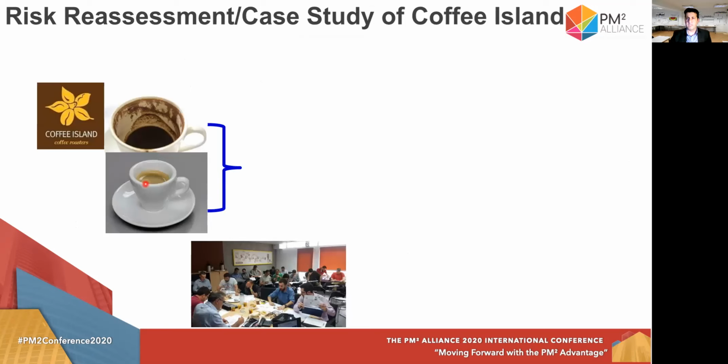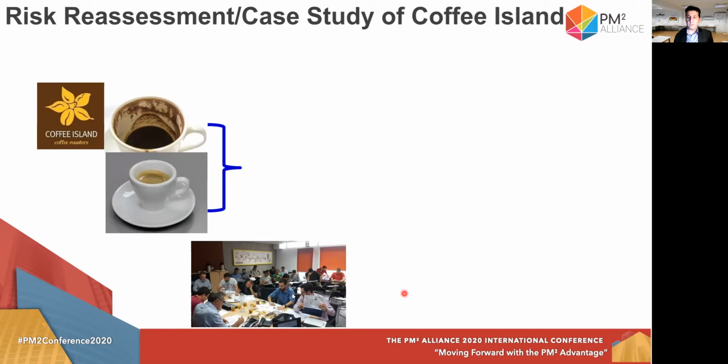Let's see a couple of examples. The first one is about the risk reassessment. Again, when I was in that coffee company, a huge problem we had was what we will do with the used coffee grounds, because everyone thought it wasn't useful after the use and the production of the coffee.